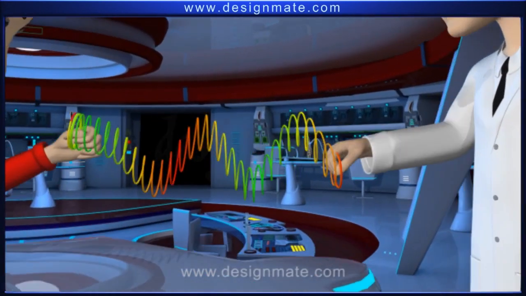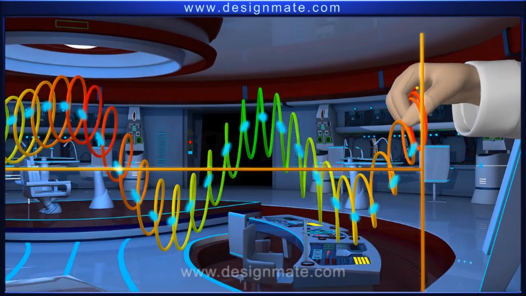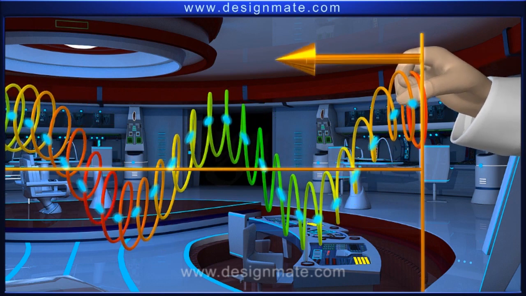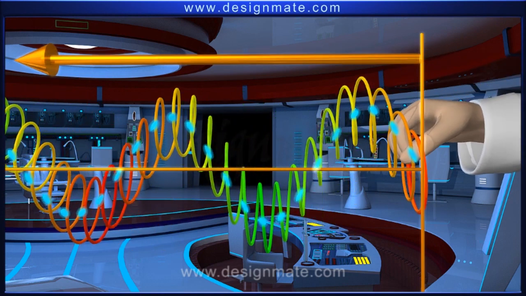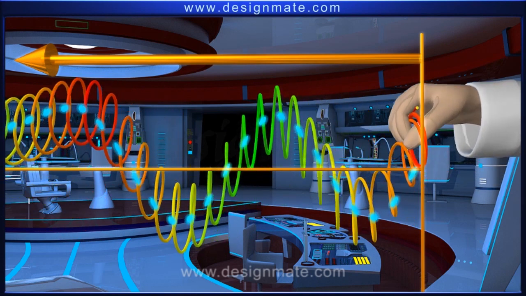In a transverse wave, the particles vibrate at a right angle to the direction of the wave. The wave traveled from Dr. Zook to Emily and back. Now let's see what a longitudinal wave looks like.